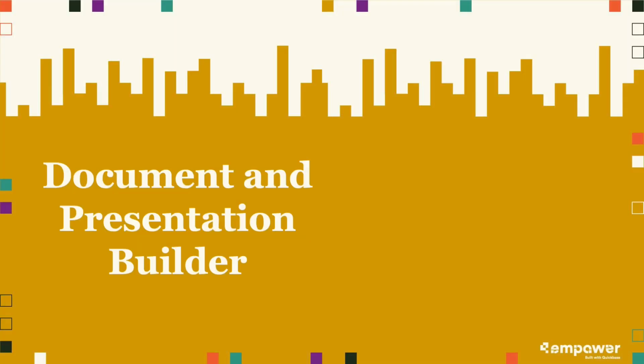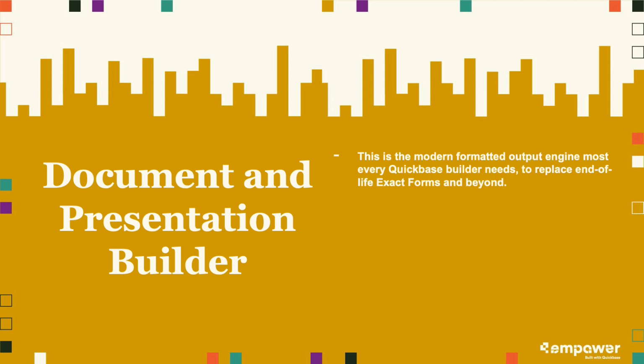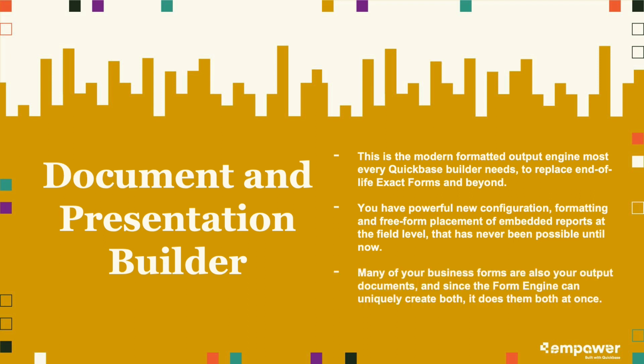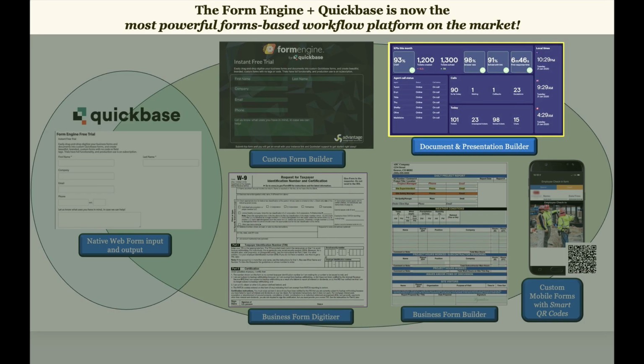We designed this to be the modern formatted output engine most every Quickbase builder needs to replace end-of-life Exact Forms and beyond. You have powerful new configuration, formatting, and free-form placement of embedded reports at the field level that's never been possible until now. You can auto-generate data-driven documents and presentations in volume, and many of the business forms you convert or create with the Form Engine also need data-populated output documents in the same format. So since the Form Engine does both, it does them together. When you digitize any business form or document once, it's usable for input and output all in one. We hope you'll be able to use this powerful module in the set of integrated modules in the Form Engine in your business.